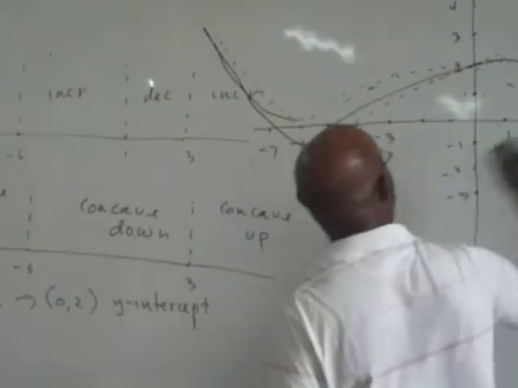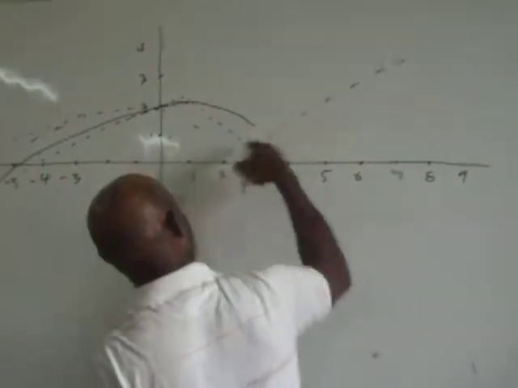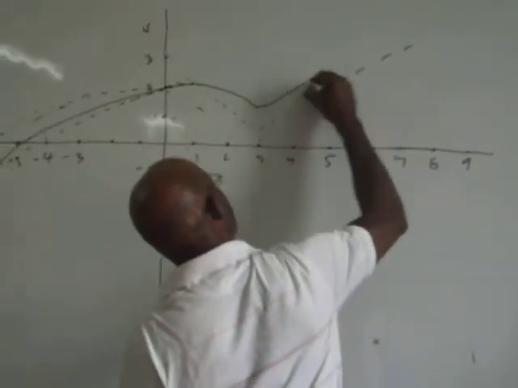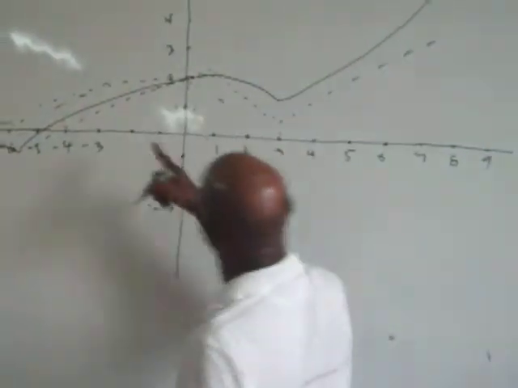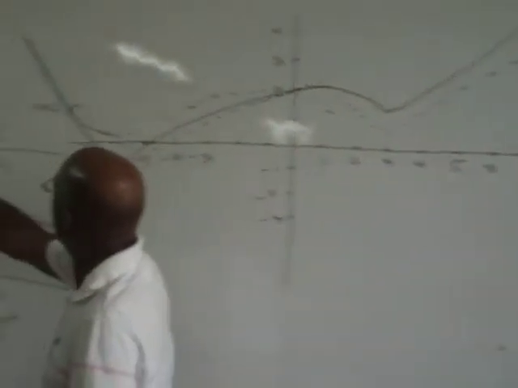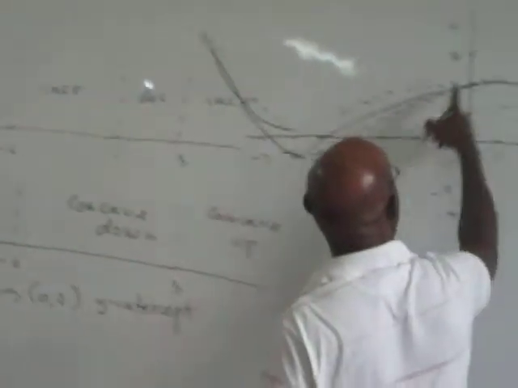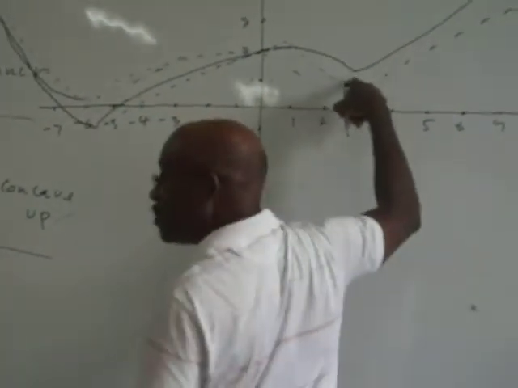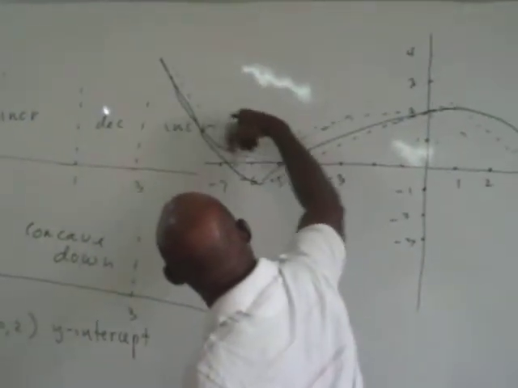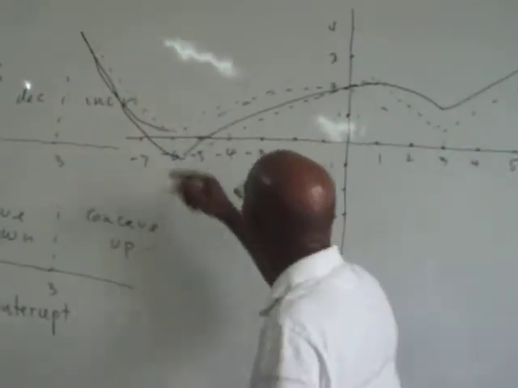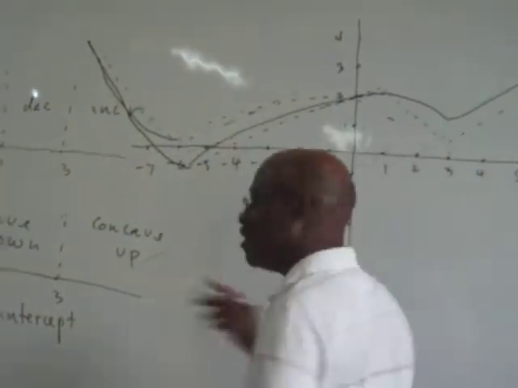Then it's concave upwards. So it increases when you're doing this. See? And it's concave upwards going like this. But that's increasing also. This is increasing from here and then decreasing from here. So this is decreasing, concave downwards, concave upwards, concave downwards. Use your imagination.